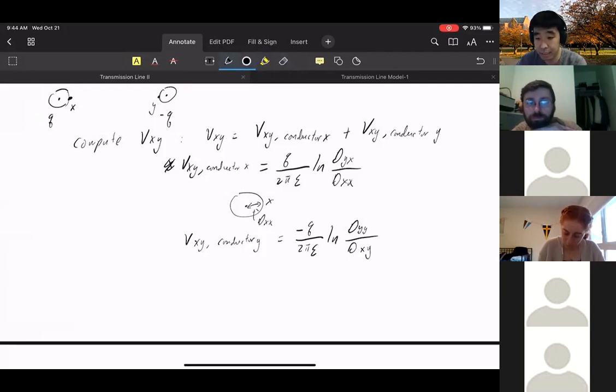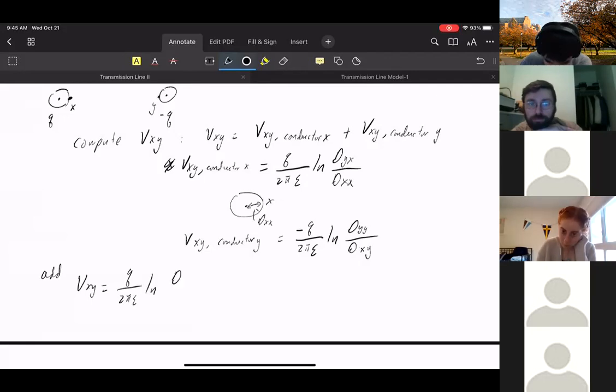So this is the equation we have. When we add these two parts, with a minus sign in front of the log, we can use the logarithm tricks. Afterwards, we get Q over 2 pi epsilon times the log of dyx dxy over dxx dyy. Now, of course, for these two wires dyx equals dxy. It's the distance between x and y, which is symmetrical. Call this d.